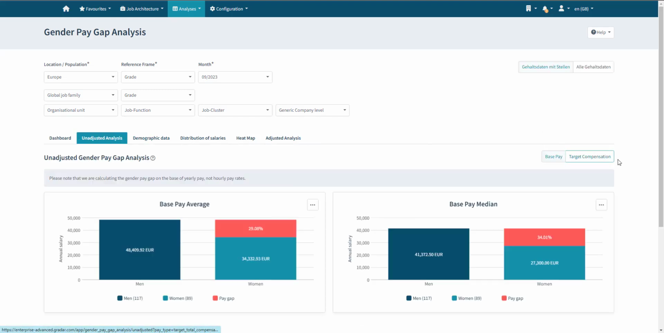So the unadjusted analysis shows the comparison of men's and women's pay regarding their average and median, and can provide insights into an imbalance in earnings. But if we're being honest, we're going to want to go a lot deeper than this.